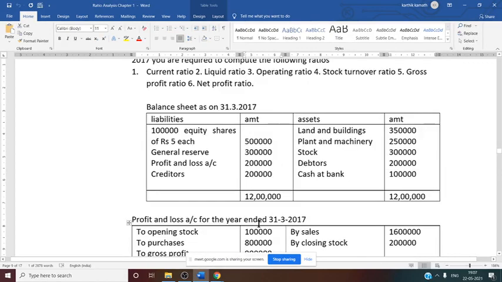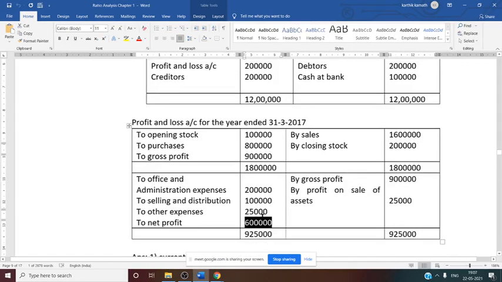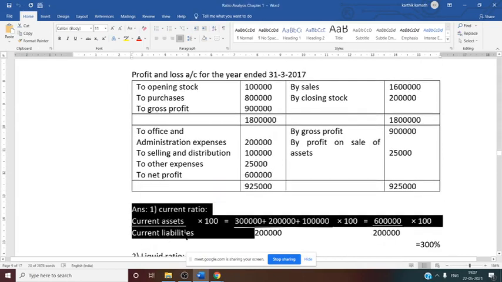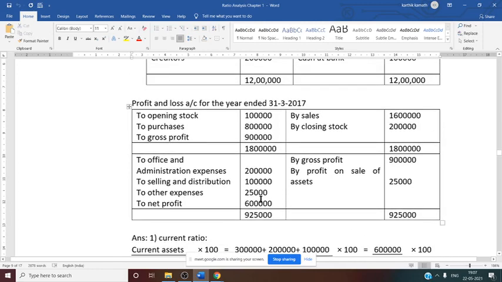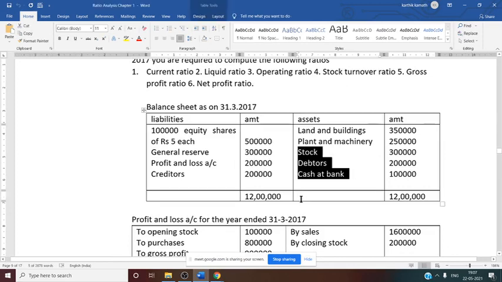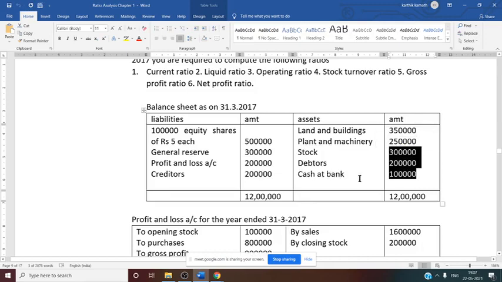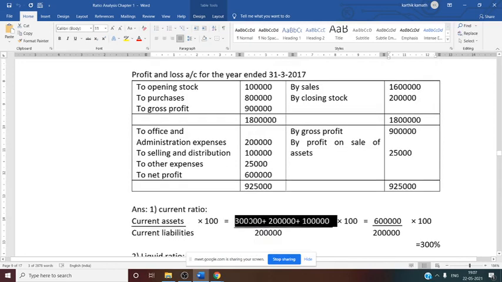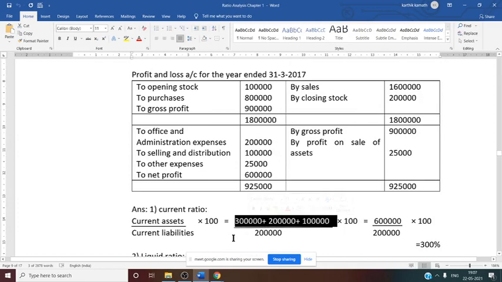So after discussing all the information, now we are going to substitute the amounts in the formula. The first one is the current ratio. The formula for current ratio, we know, is current asset divided by current liability. Current asset you have to write in the numerator. If you see here, 3 items come under current asset on the asset side of the balance sheet: stock, debtor, and cash at bank. Add all these 3: 3 lakh plus 2 lakh plus 1 lakh. You will get the numerator total, current asset total, that is 6 lakh, divided by current liability.